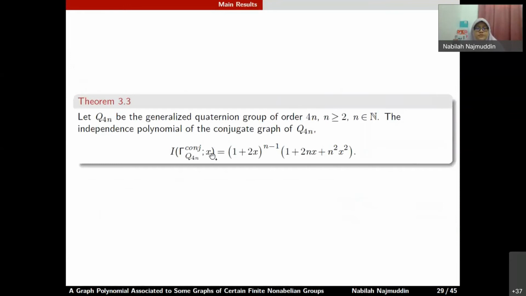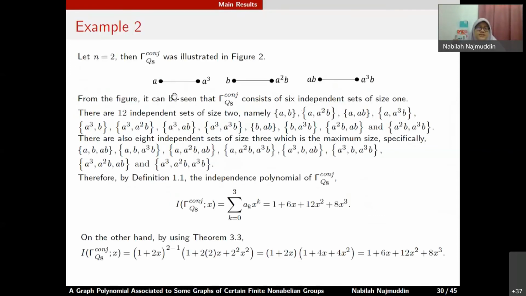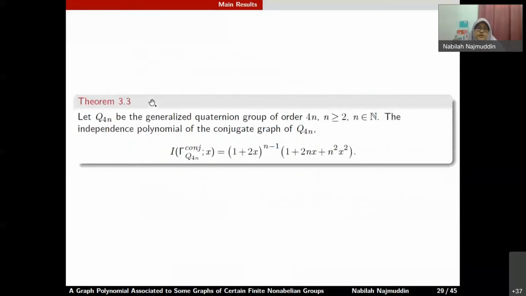Next is the independence polynomial for the conjugate graph of the generalized quaternion group. There is only one case for all n. I skipped the proof because it used the same theorem and propositions as for the independence polynomial for the dihedral group. And this is for the generalized quaternion group.